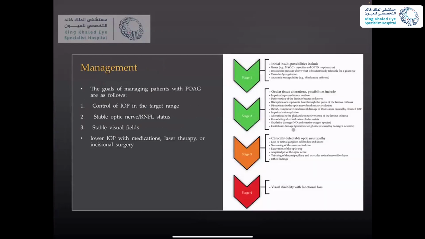So, management: how should we manage our patient with primary open-angle glaucoma? First of all, you need to know that primary open-angle glaucoma is a spectrum of disease, with stages and different progression. So know where your patient is, know what stage your patient is at, and try to treat that patient accordingly. What is your goal in treating a patient with primary open-angle glaucoma?